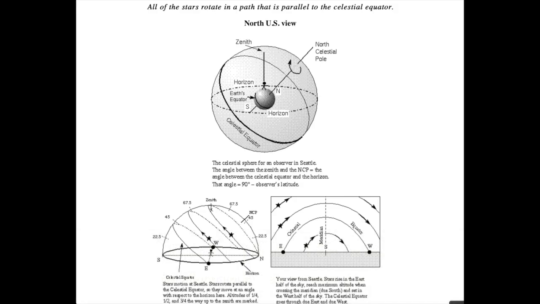The star paths are parallel to this more tipped-up celestial equator, so they make a steeper angle with respect to the horizon, and fewer stars are circumpolar. Stars closer to the north celestial pole are above the horizon for a longer time.